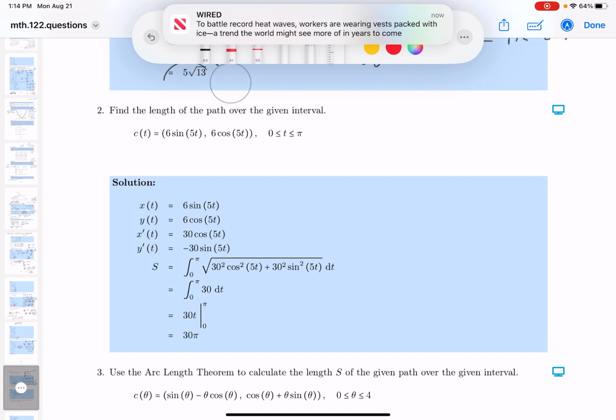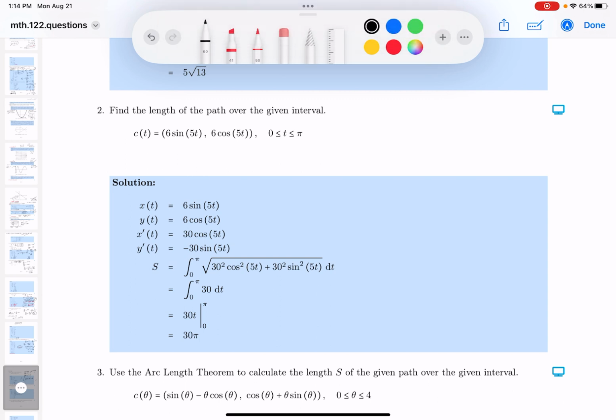All right, we're on number 2. What are we going to do here? Again, I'm going to talk through it, and I'm going to say I know what x is. x is 6 sine. I'm going to try to take a non-calculus approach. At some point, it'll become impossible. And y is going to be 6 cosine of 5t.